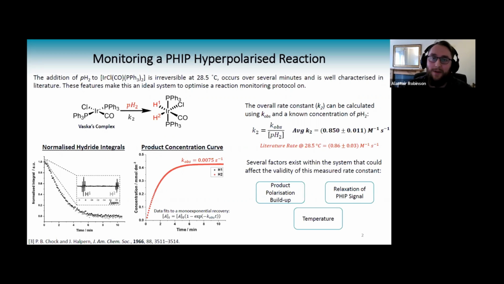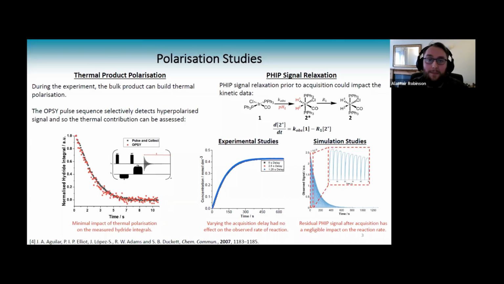I really wanted to test whether other experimental parameters could potentially skew this rate. So that's what I'm going to talk about a bit now. Next slide, please. In my first studies, I was looking at polarization. In the first case, I looked at whether the formation of a thermal product throughout the reaction could start to affect my hydride integrals. How I did this was I used an OPSY pulse sequence to selectively detect the hyperpolarized signal during the reaction. When I compared my pulse and collect and OPSY experiments, I found that the decay of hydride signal was pretty much identical, and so thermal polarization buildup wasn't having a large impact in the system.